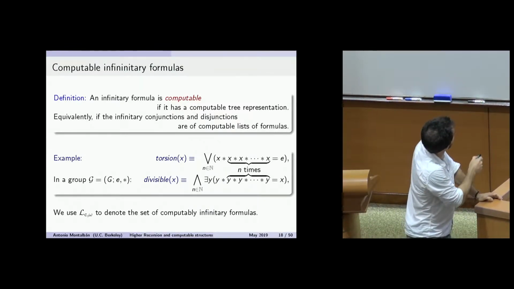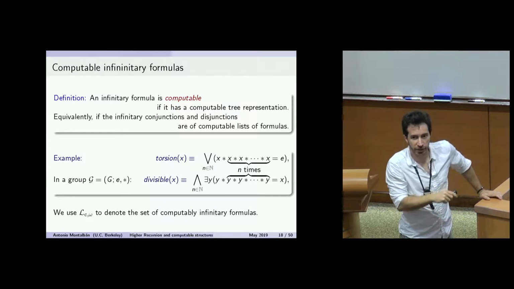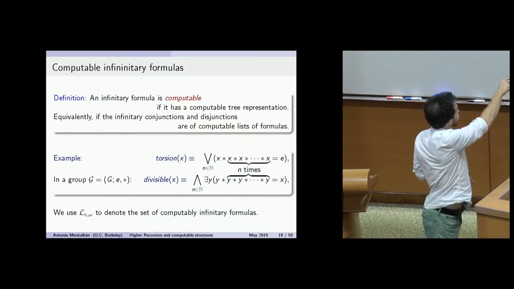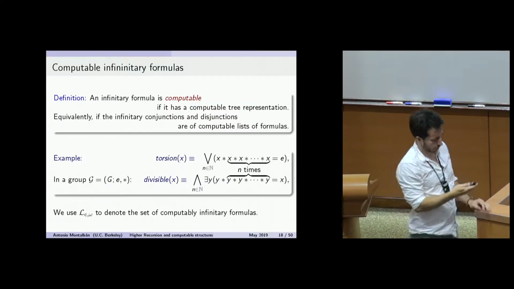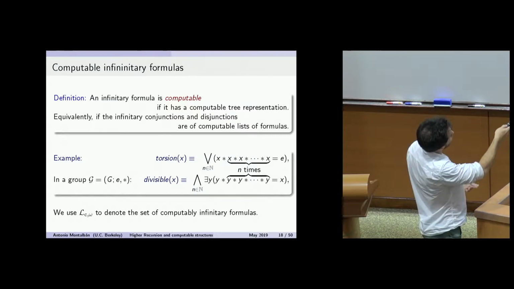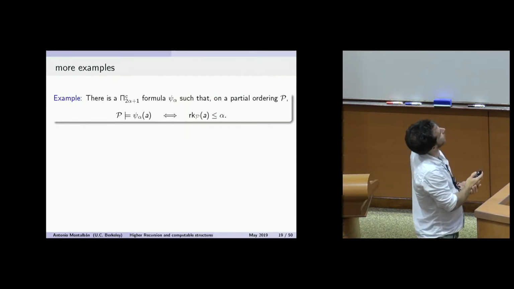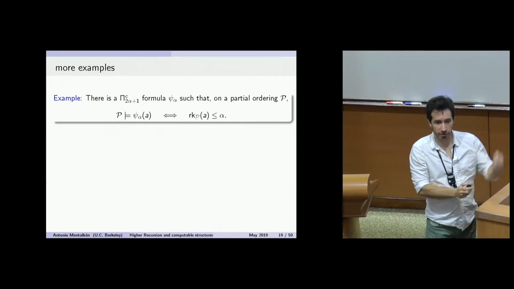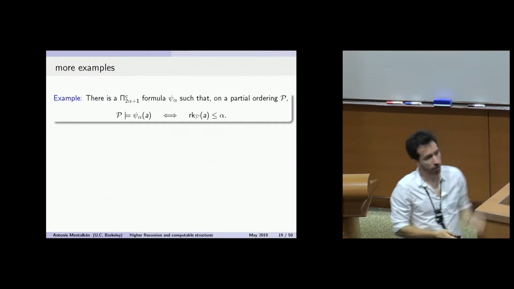I'm going to use this notation, L^C_{ω1ω}, to denote the computable infinitary formulas. So this means the conjunctions and disjunctions have to be computable. Okay, so those two examples are very simple. Let me tell you two more interesting examples of computable infinitary formulas. These ones become quite handy.